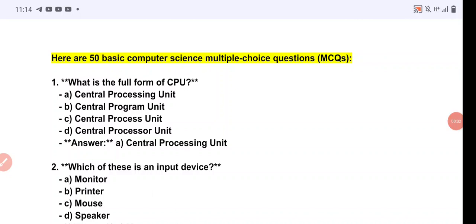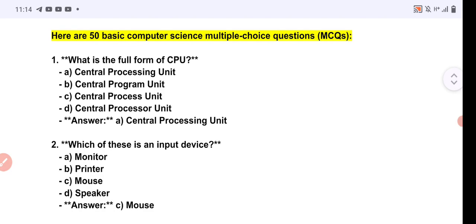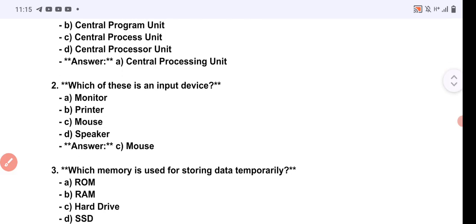हेलो दोस्तों, आज हम सभी देखने वाले हैं 40 MCQ बेसिक क्वेश्चन ऑफ कंप्यूटर। What is the full form of CPU? सीपीयू का फुल फॉर्म क्या है? Option A is the correct answer, Central Processing Unit. Second question, which of this is an input device? इनपुट डिवाइस क्या है? Option C is the correct answer, Mouse.